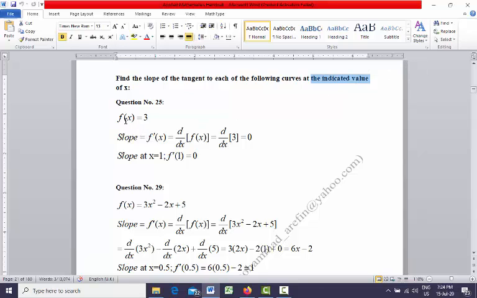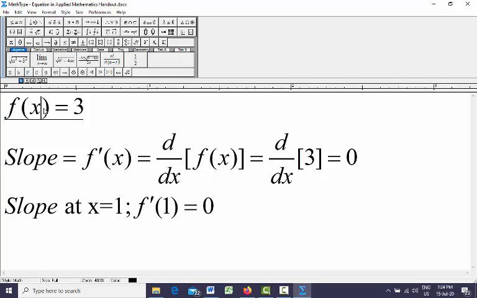So here the function we have is f(x) equal to 3. That means function of x is equal to 3, where x is the variable. So here you can see, to find out the slope, we need to do differentiation. And always remember, when you do differentiation of a function, we get prime. That means if the function is f(x), then after we do differentiation, we get f prime x.